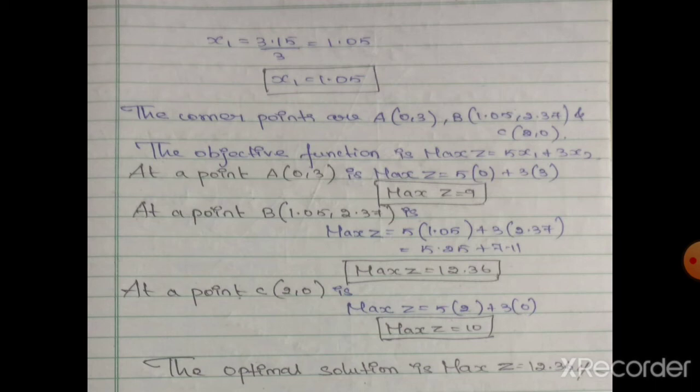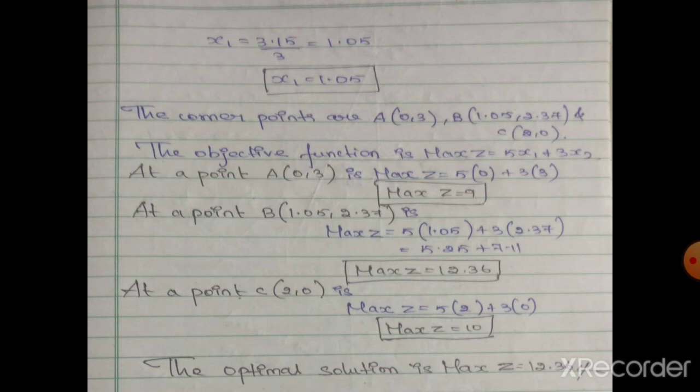Now we come to the objective function. Our objective function is maximization of z is equal to 5x1 plus 3x2. For each point you have to find the value. At point A, 0, 3, z is equal to 9. At point B, maximization of z is equal to 12.36. At point C, 2, 0, z is equal to 10. From these 3 points, since the objective function is maximization, we consider the maximum value. So the optimal solution is maximization of z is equal to 12.36. This is your final answer.